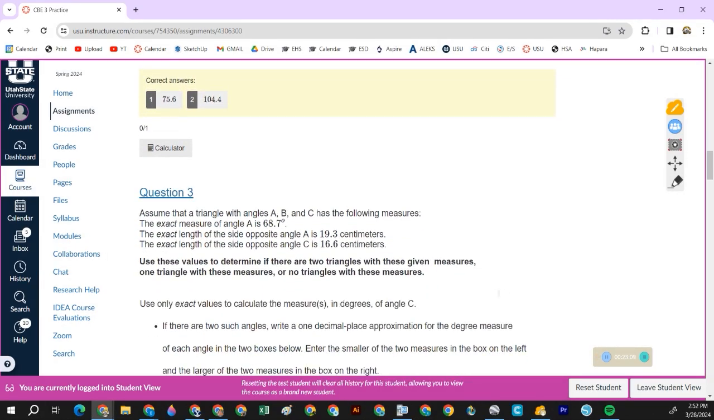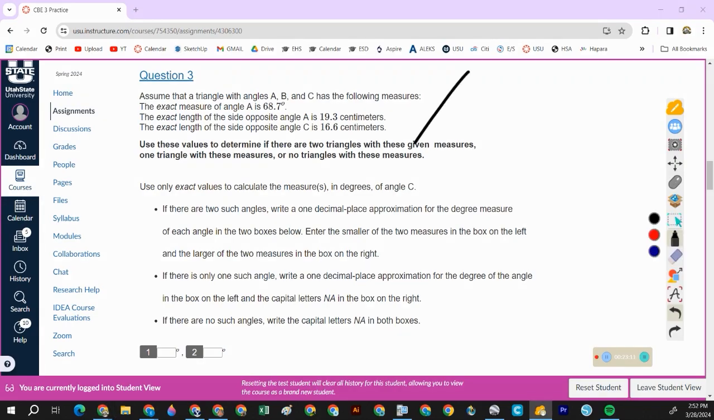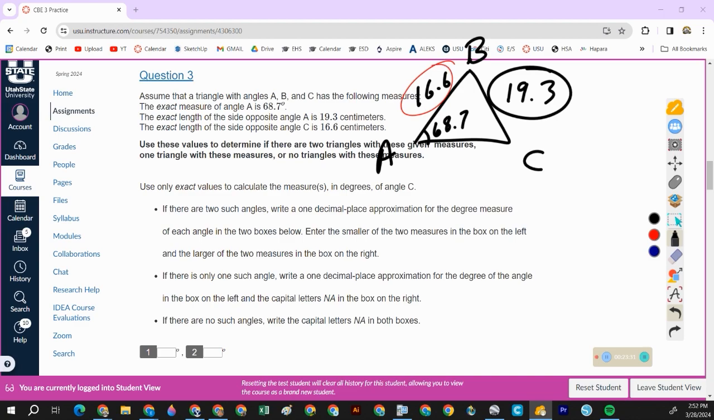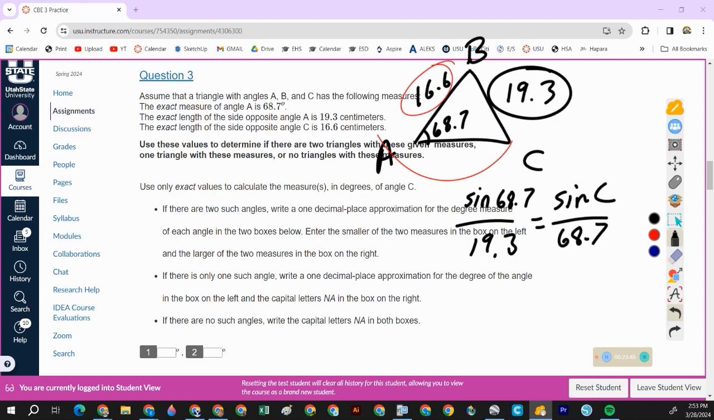Okay, 3. Same triangle. A, B, C. A is 68.7 and side A is 19.3 and side C is 16.6. This is larger than that, which means when I swing, I won't hit again. So we just write out the sine of 68.7 over 19.3 and the sine of C over 16.6, knowing that there's only one answer.